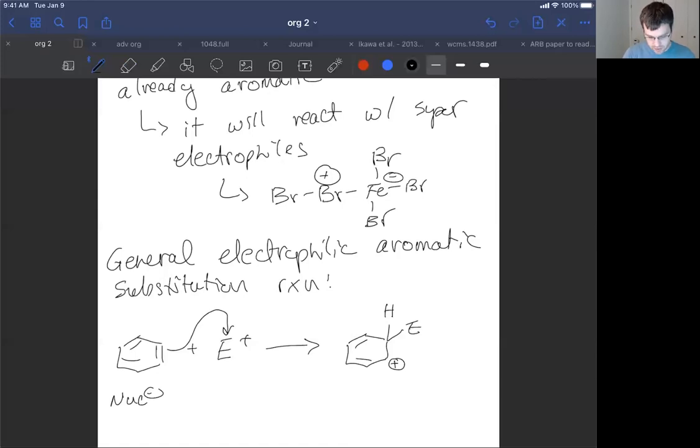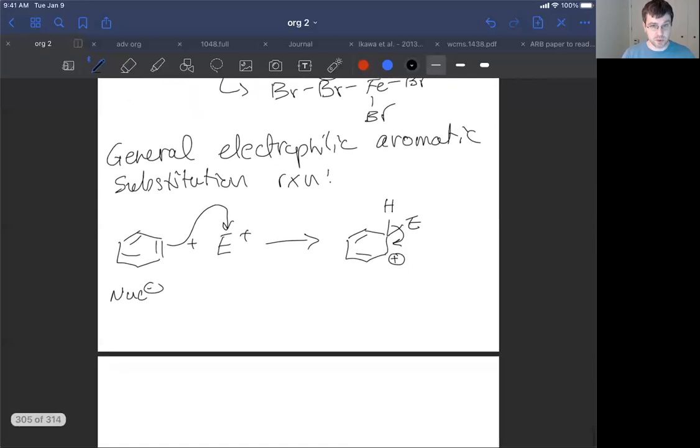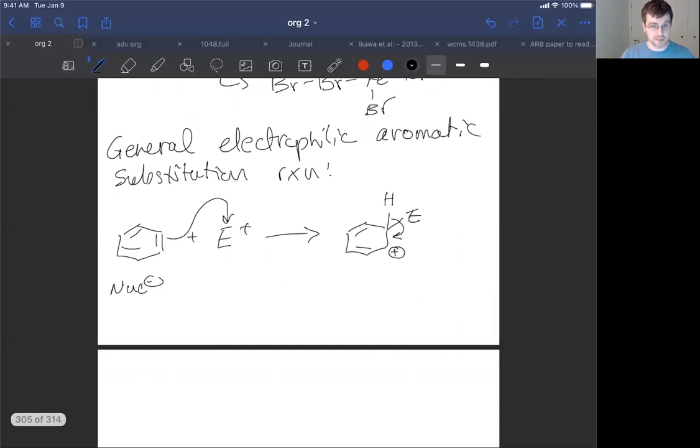Now that intermediate is going to lose the H on the carbon that accepted the electrophile. That's the H we want to lose anyway. That's the H that gets substituted. When we do that, we get back to a neutral structure and our electrophile is now bonded to the benzene. So this is our general reaction.